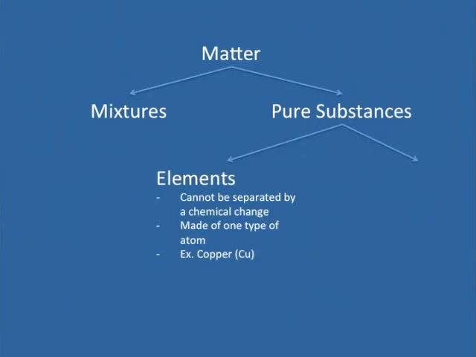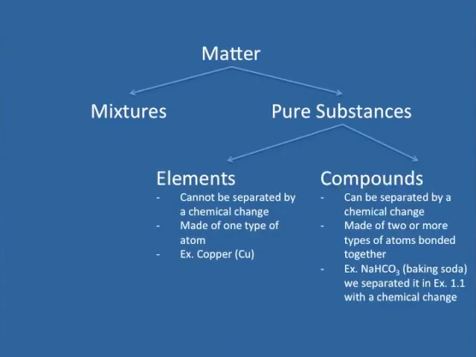The second kind of pure substance is called a compound. Compounds can be separated by a chemical change, and that's because they're made of 2 or more types of atoms bonded together. So, for example, baking soda is made of 4 different types of atoms. The sodium, Na, hydrogen, H, carbon, C, and the oxygens, O.